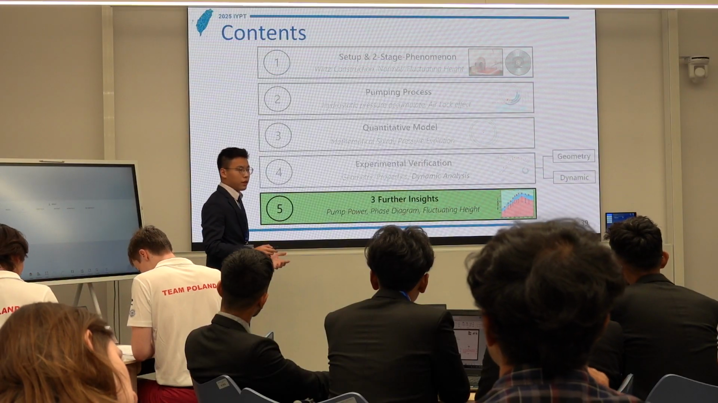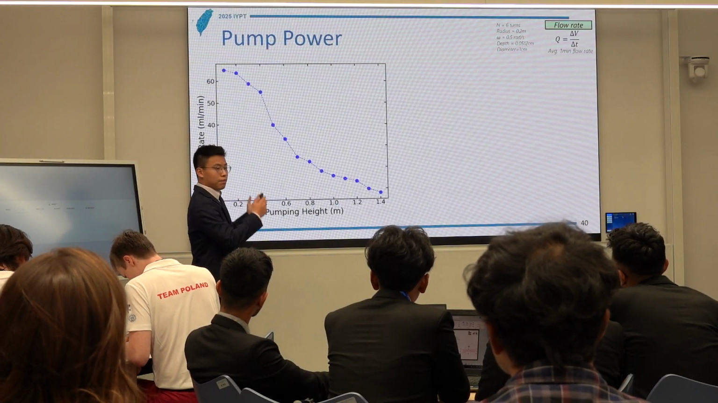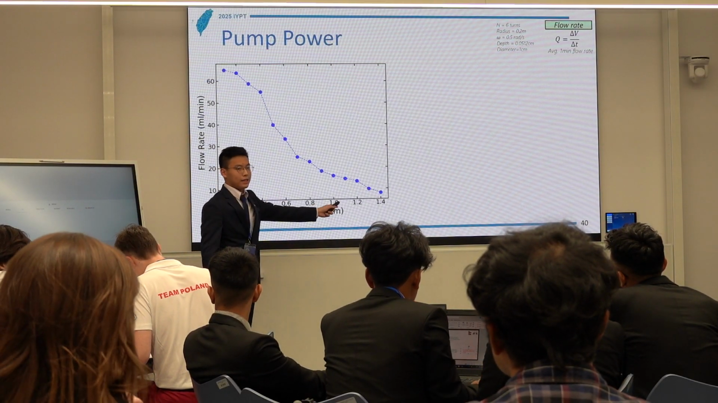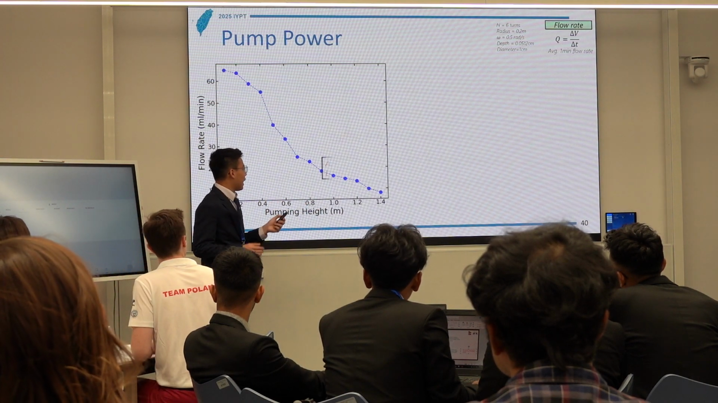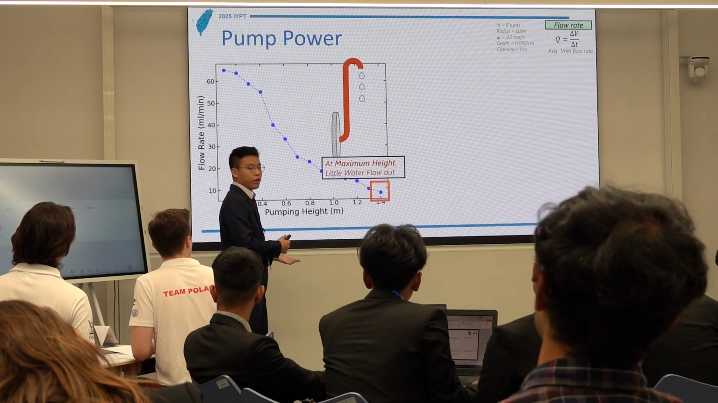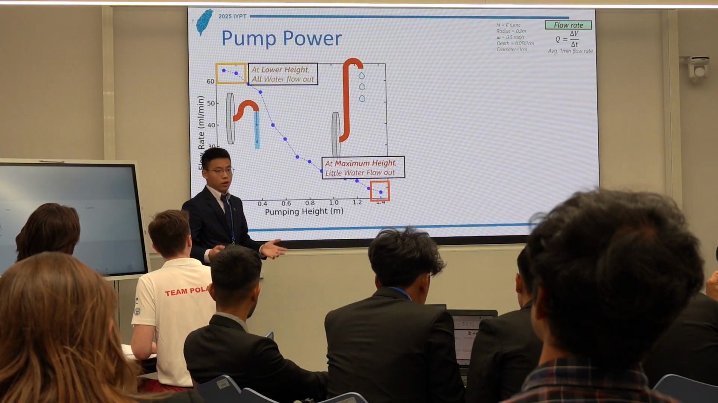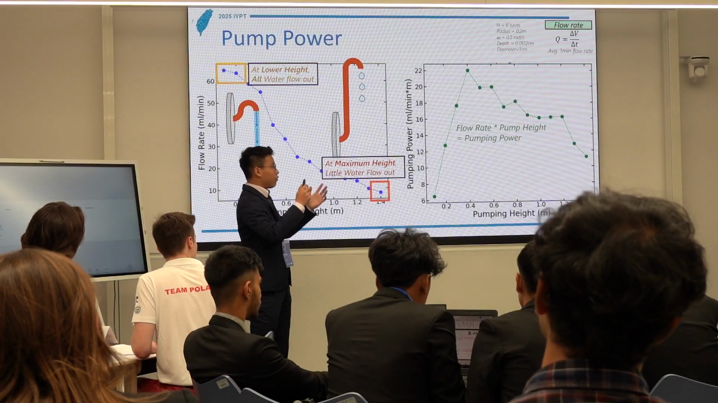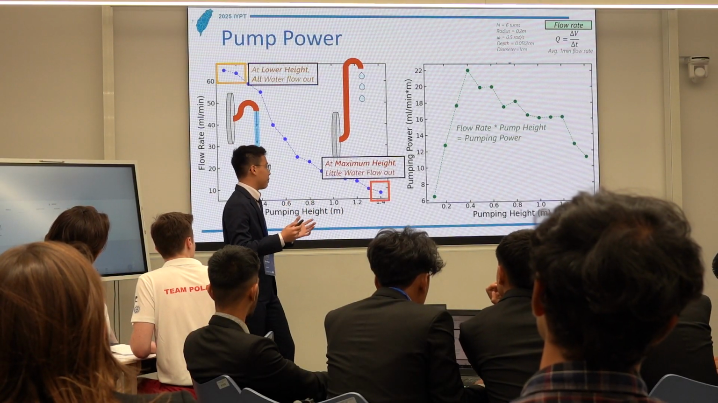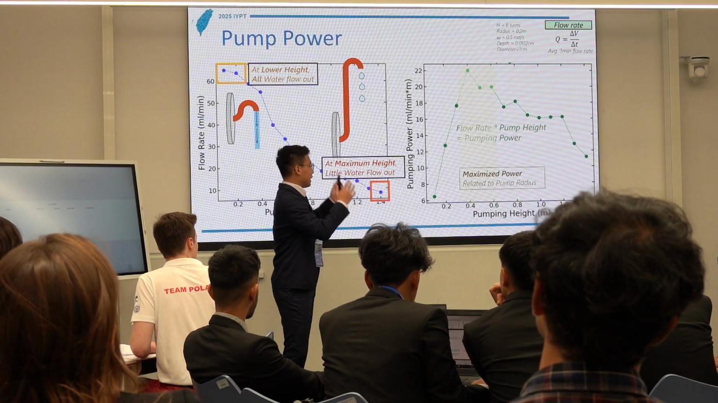Now let's go on to our 3 further insights. First is the pumping power. This is the pumping height, and this is the flow rate. At maximum height, very little water flows out because a lot of water just drips down, and at lower height, all the water flows out. So what I did is multiply the flow rate by the pumping height to obtain the pumping power. We're going to determine this region is the maximized power.